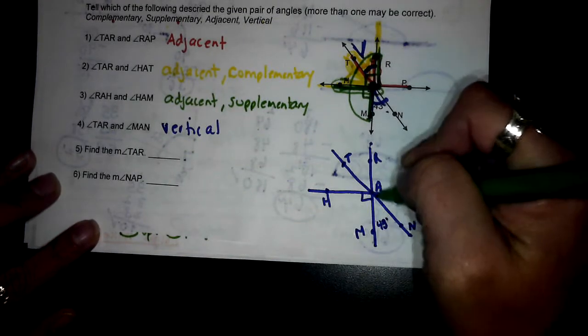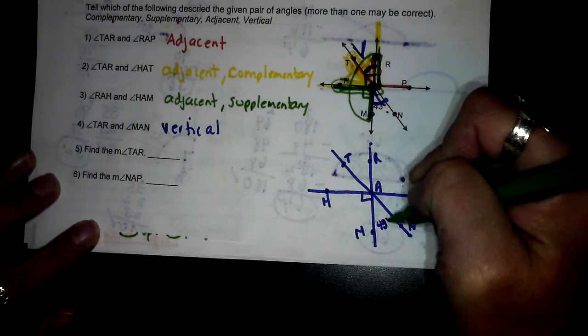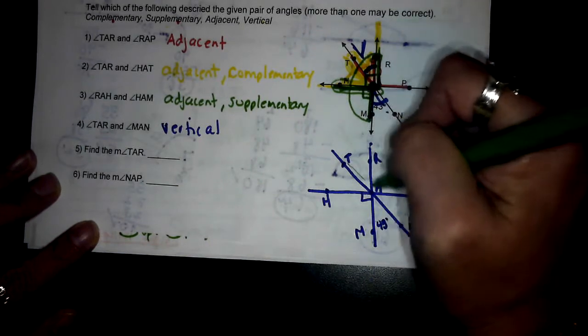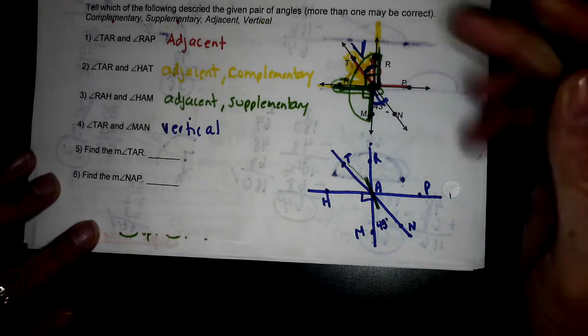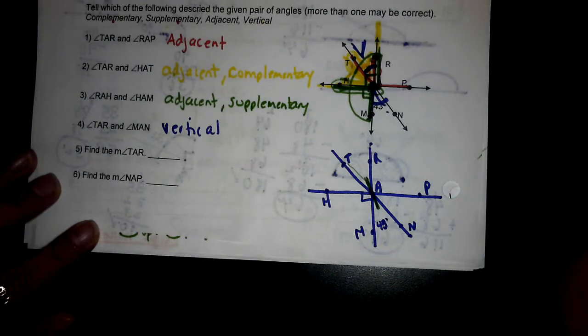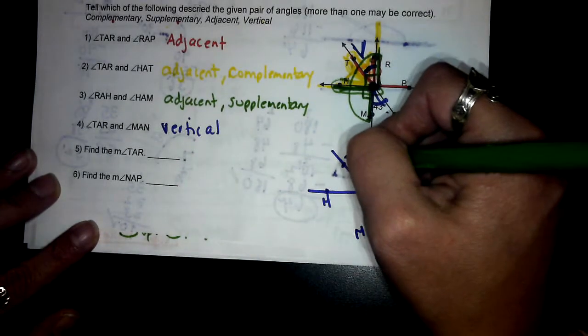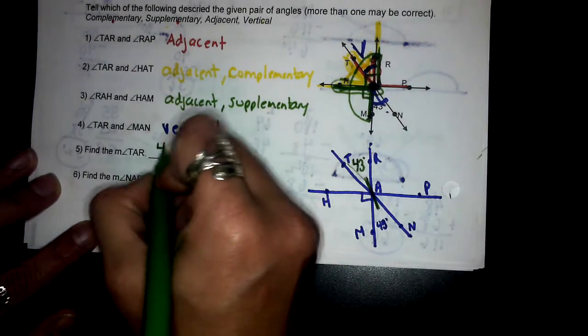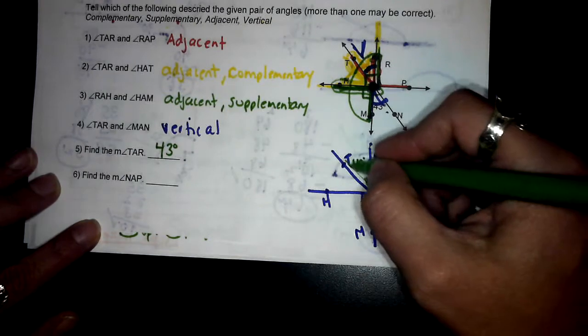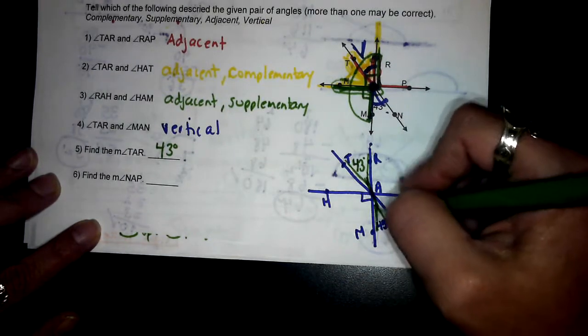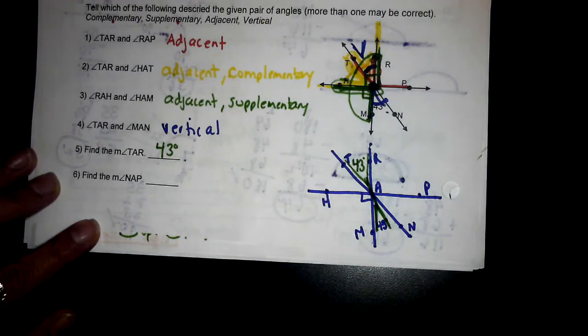So if MAN is 43, and TAR is diagonal from it. See how they're diagonal and they kind of form that V? Those are called vertical angles, which are congruent, which means their angle measures are the same. So that's also going to be 43 degrees. So see how they're opposite from each other, and they kind of form like, here's that V, right? Okay, so vertical angles are congruent. So if this is 43, that's also 43.